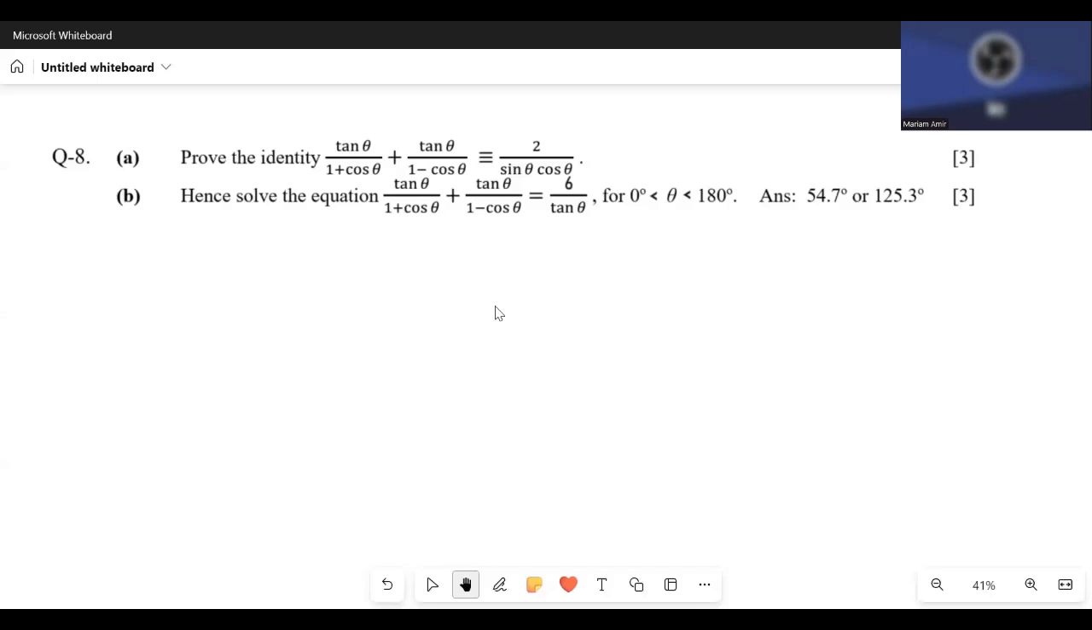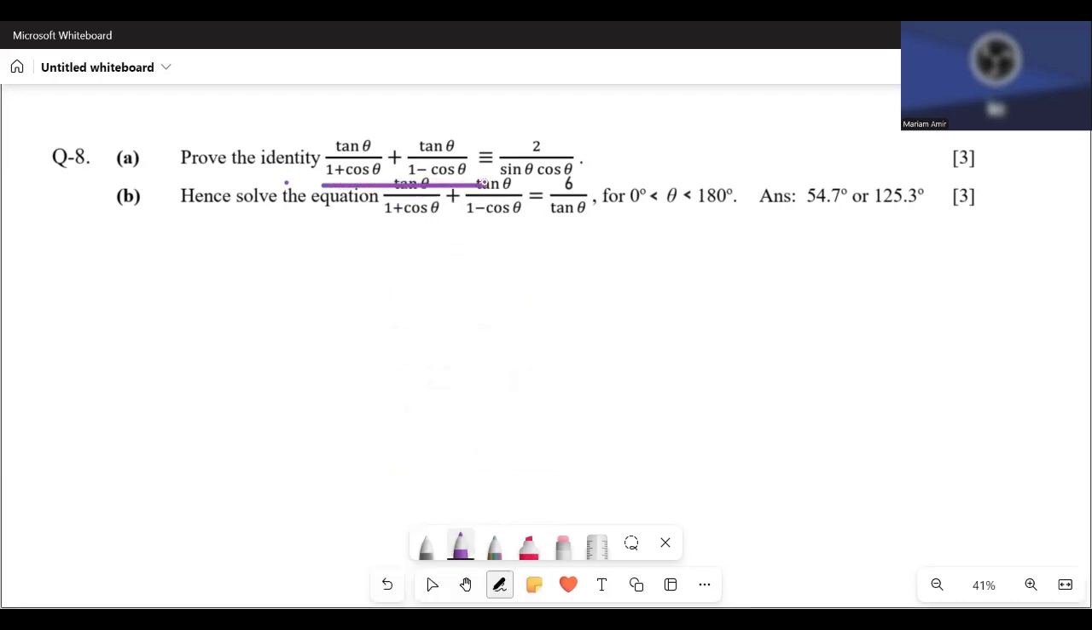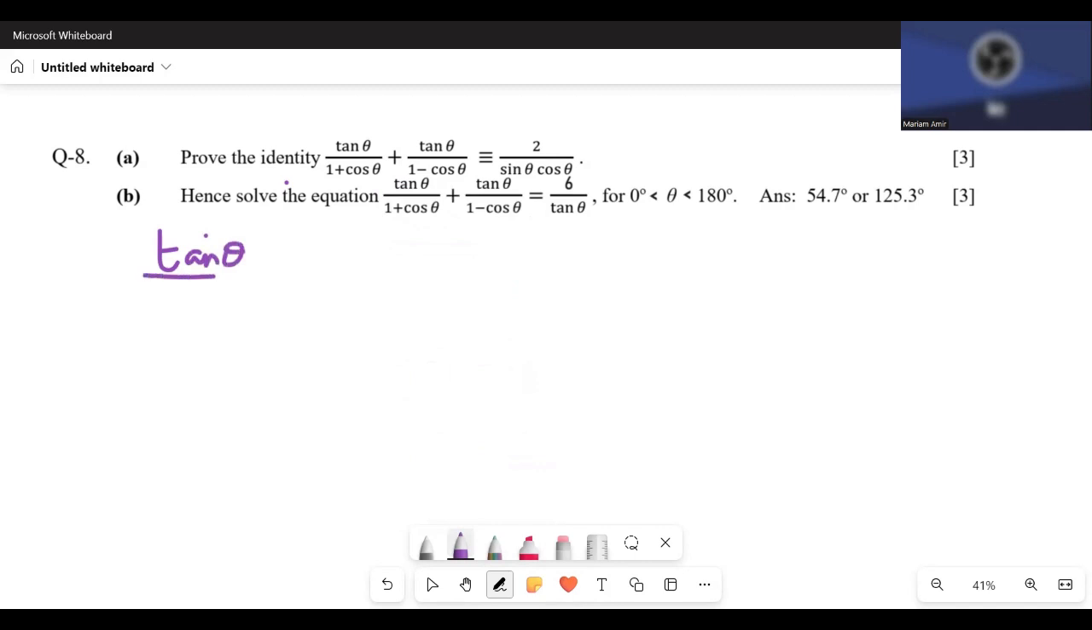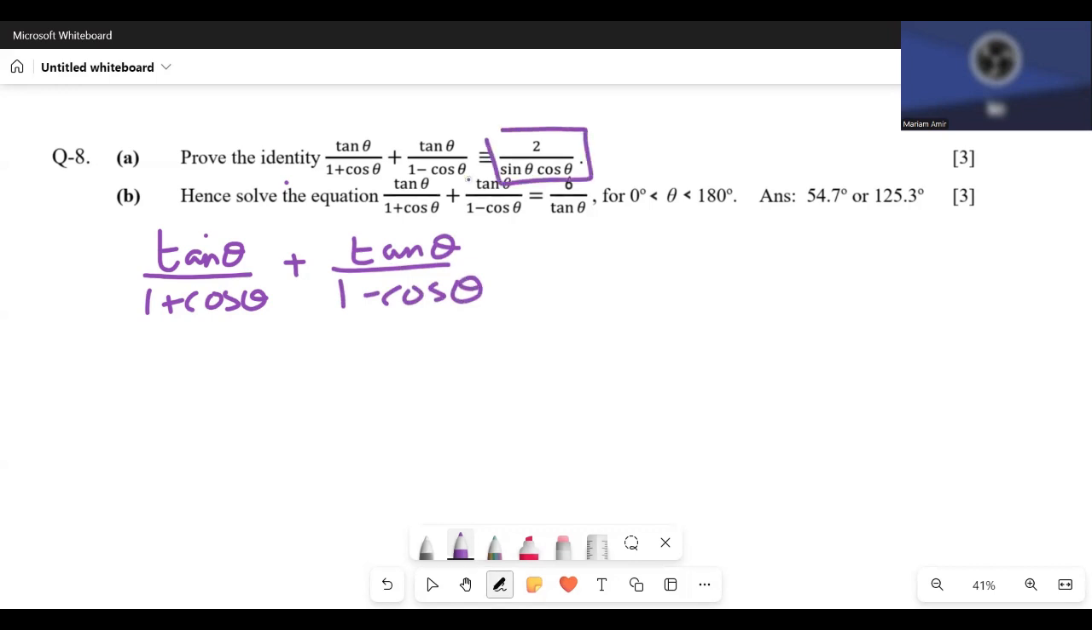Here's another question on trigonometric identities. It says that we have to prove that tan theta upon 1 plus cos theta plus tan theta upon 1 minus cos theta equals 2 upon sine theta cos theta. So we start with the left-hand side, tan theta upon 1 plus cos theta plus tan theta upon 1 minus cos theta. We have to simplify this and get this in the end.